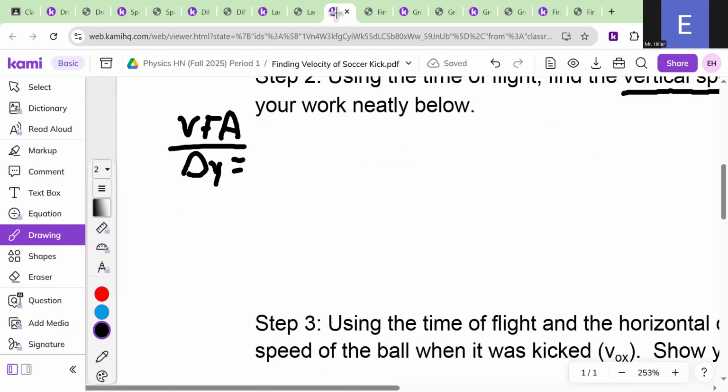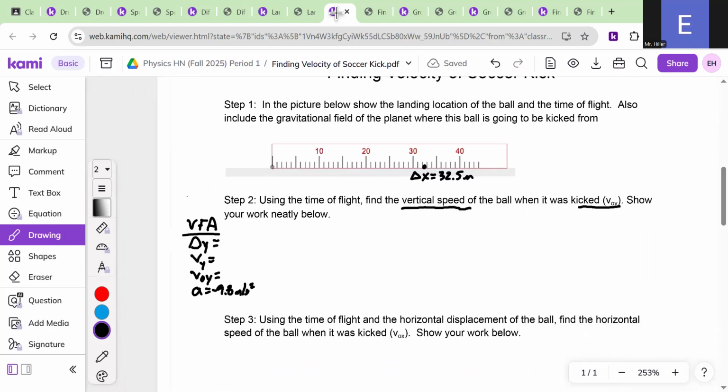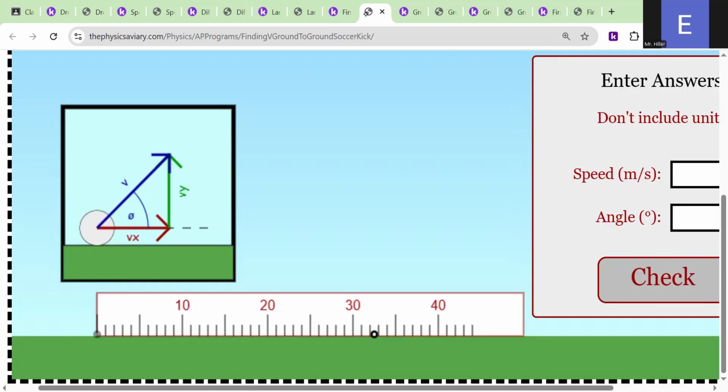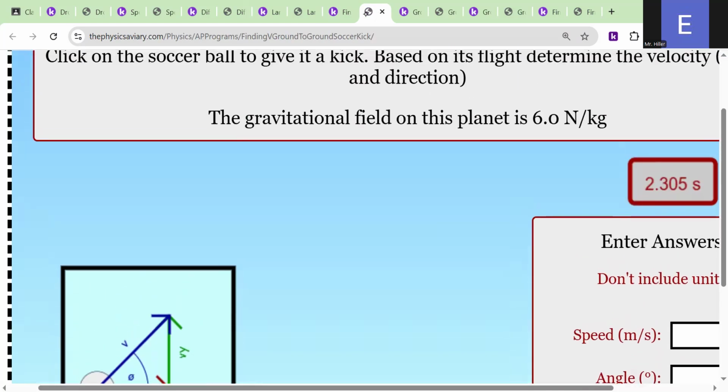We have v in the y direction. We have v naught in the y direction. We have acceleration equals negative 9.8 meters per second squared. And did we have the time? Yes, we have the time.